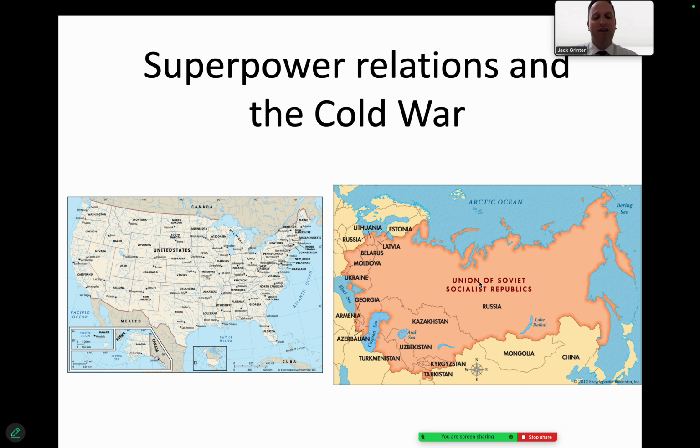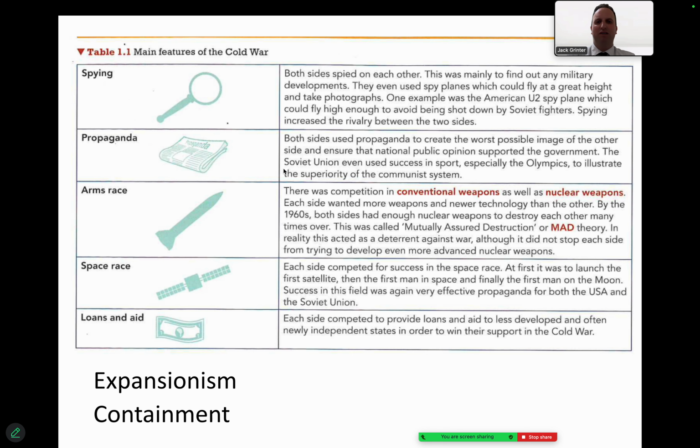So the Soviet Union, some students might write Russia, which would be factually incorrect for this time period, but Russia's one republic that makes up the Soviet Union, and it's the Union of Soviet Socialist Republics. In your exams you can call it the USSR or the Soviet Union. Obviously, USA, United States of America.